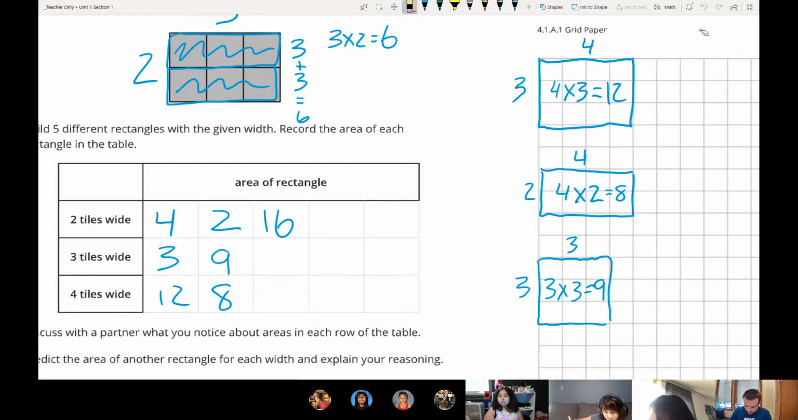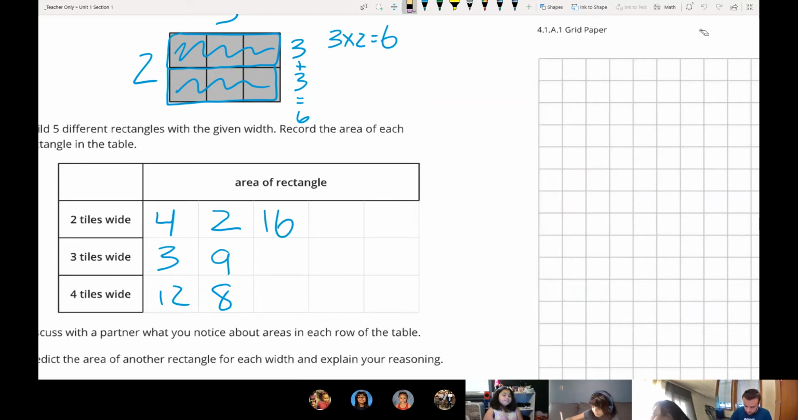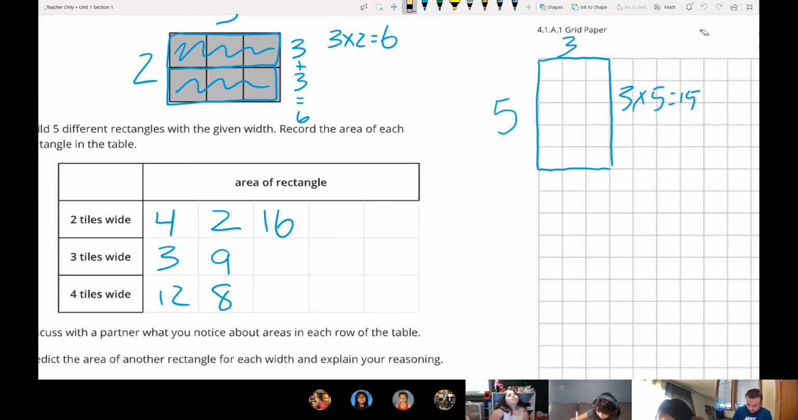I'm going to erase all this. Let's see if I can do that. No, that didn't work, so I'll just erase it the old-fashioned way. Let's go 3 by 5. 15? Very good. 3 times 5 equals 15.